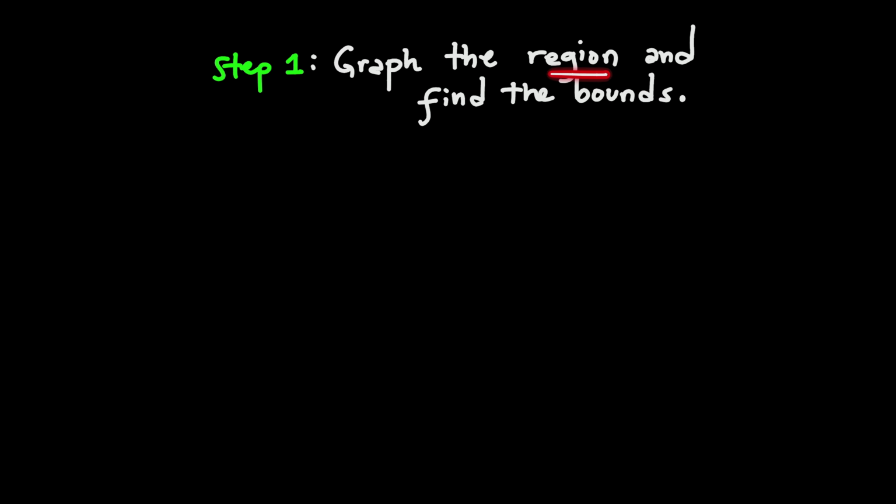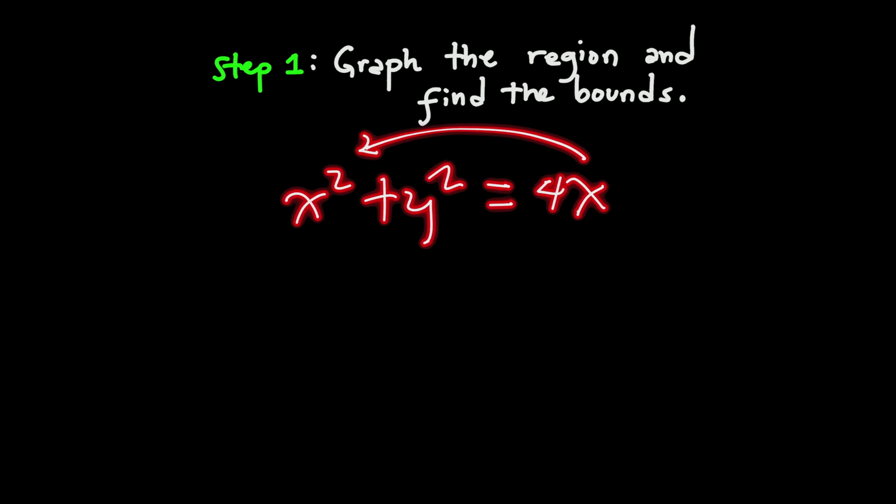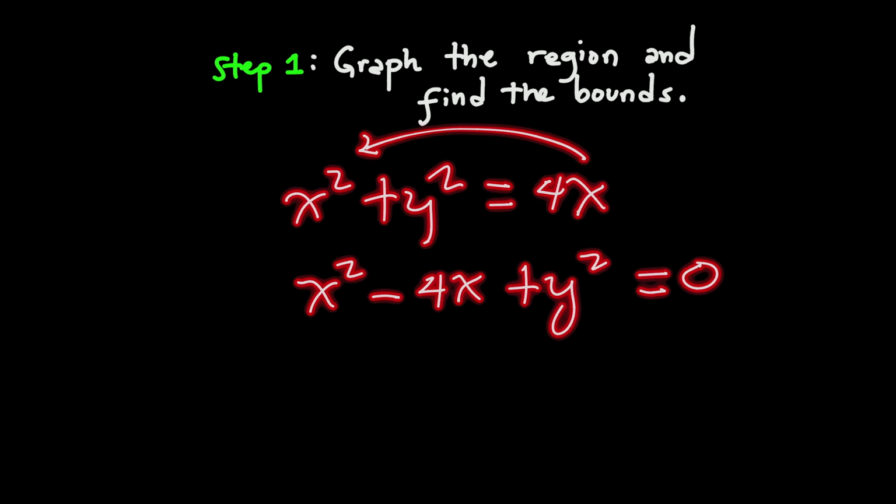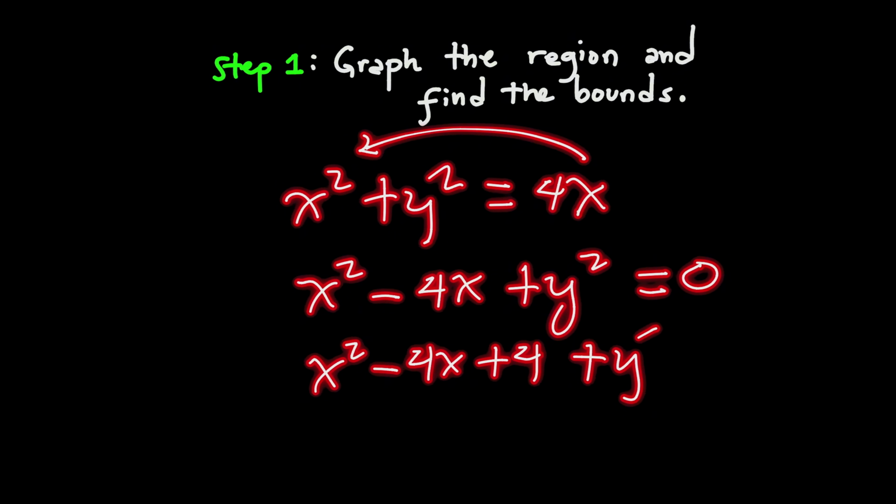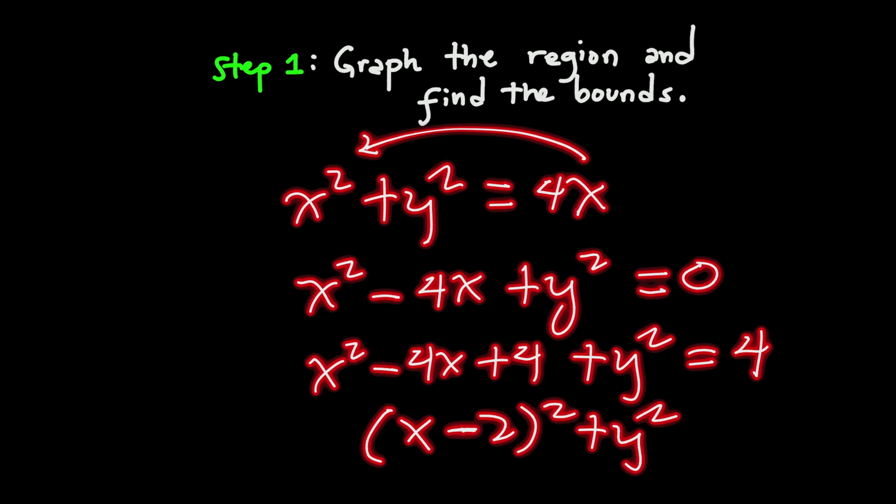Step 1. Graph the region and find the bounds. Since we are given x squared plus y squared is equal to 4x, this means if we transpose this one, we have minus 4x and then plus y squared is equal to 0. Adding 4 to both sides, we have this one, and then we have y squared plus 4, so that we can complete the square, and we will have this simplification.